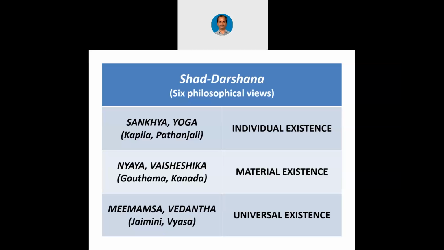Sankhya, Yoga, Nyaya, Vaisheshika, Mimamsa and Vedanta. Sankhya by Kapila, Yoga by Patanjali, Nyaya by Gautama, Vaisheshika by Kanada, Mimamsa by Jaimini and Vedanta by Vyasa. Now in Sankhya and Yoga, typically they discuss the individual existence. That means how life exists, how Jivatma exists, how an individual ego exists, what are the causes for such existence, and what may be the truth behind such existence.